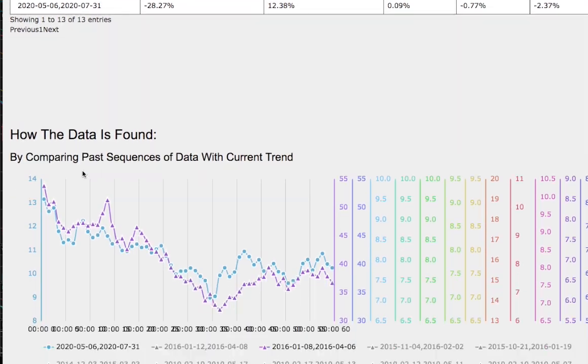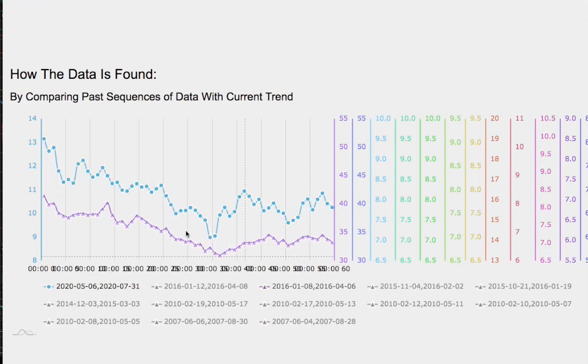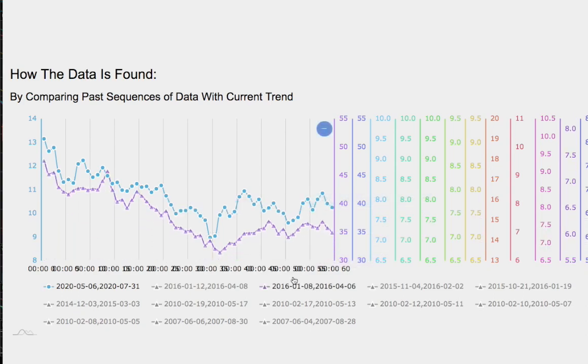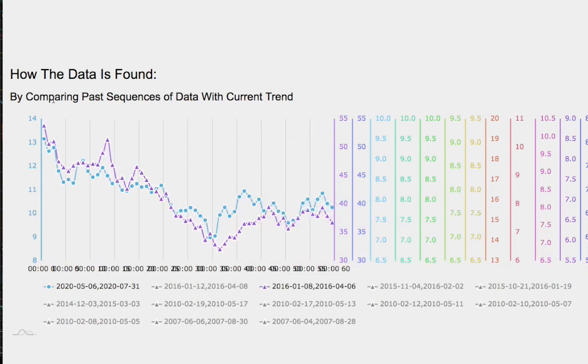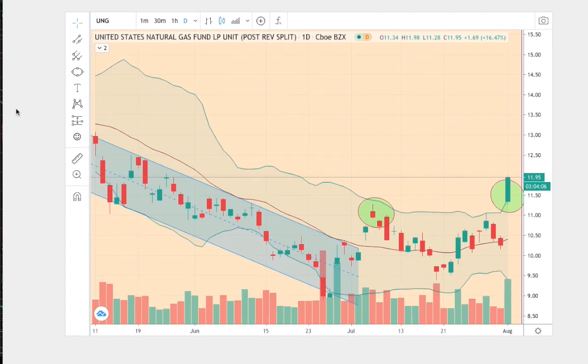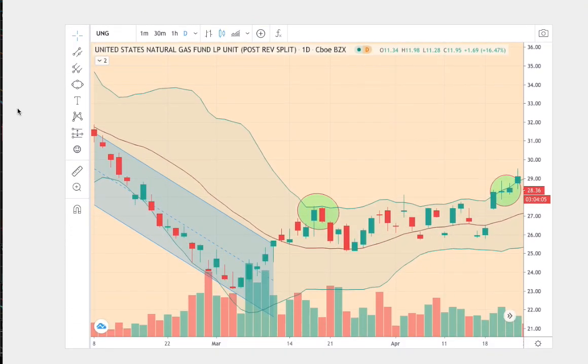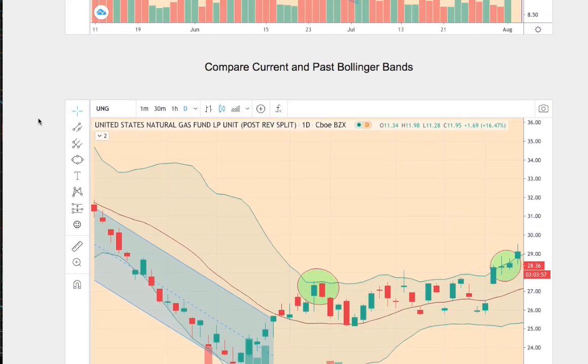First, let's use the line graph from here. The blue lines are the current trend, and the line overlapping it happens to be the best match. So right here we have our current trend, and the trend below is the one that we found on the line graph above. This trend dates back to January 8th to April 6, 2016. So let's begin comparing both trends.